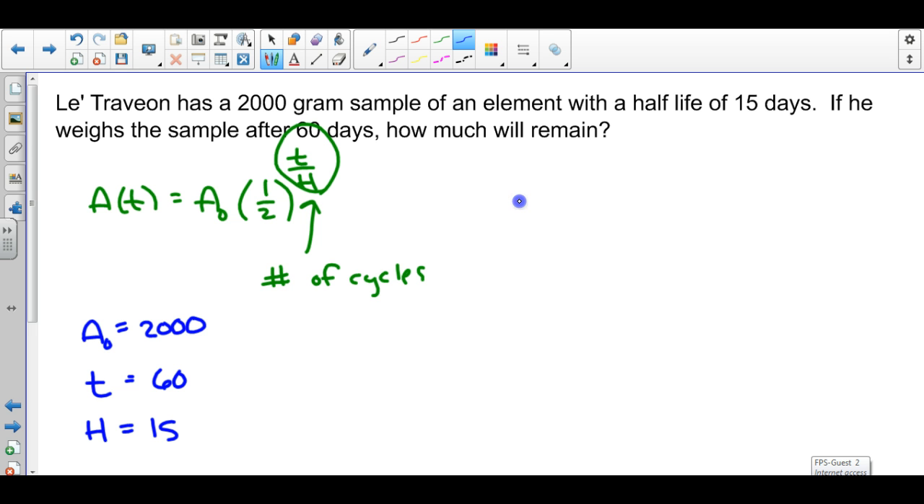So I'll just throw the numbers into the formula. So we're going to do A of 60, because that's what T is, equals 2,000 times 1/2, and you can use 0.5 in the calculator, and it's 60 divided by 15. So throw in 2,000 in the calculator times 0.5 to the power of 4, and you get 125 grams.